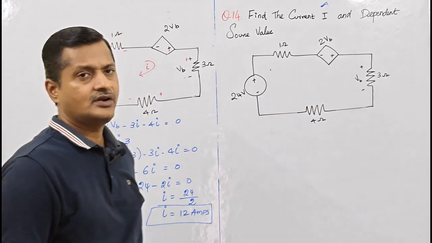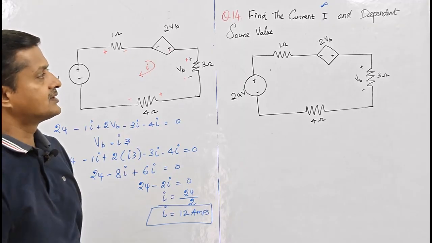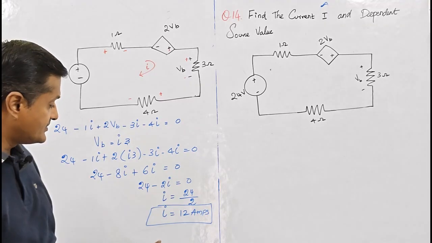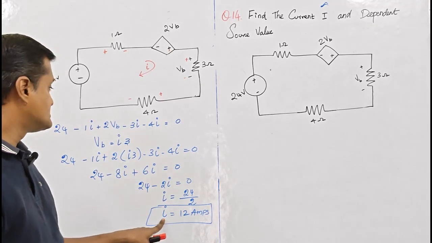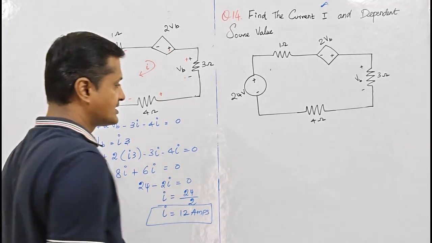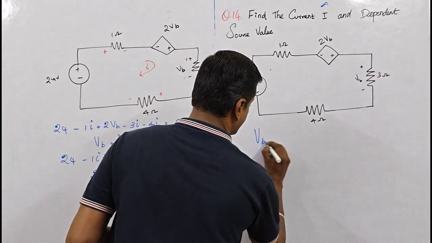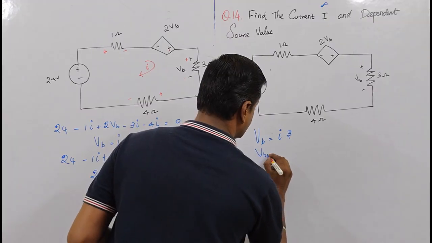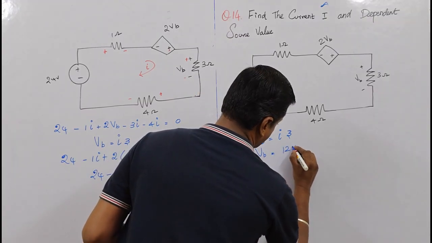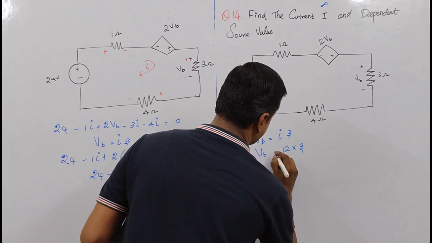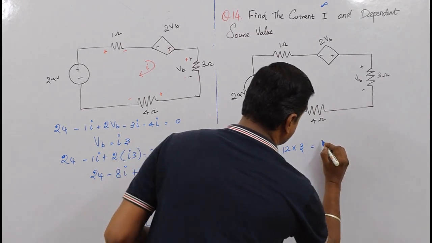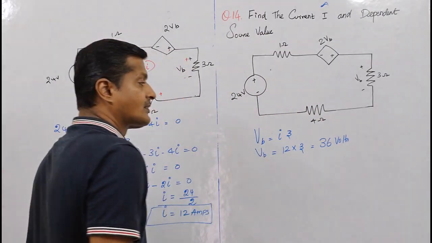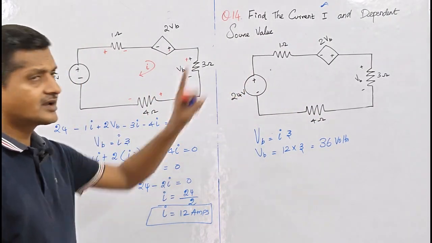The dependent source value calculate பண்ண அப்படினா first என்ன தெரியும் நம்மளுக்கு, 2 into அதோட VB voltage தெரியும். What is the value of VB? இப்போ find பண்ணலாமா? I ஓட value கண்டுபிடிச்சாச்சு. We substitute in VB and we can get the value. So VB is equal to I into 3, so VB is equal to 12 into 3. What is the value of 12 into 3? 36 volt. So VB calculate பண்ணியாச்சு.